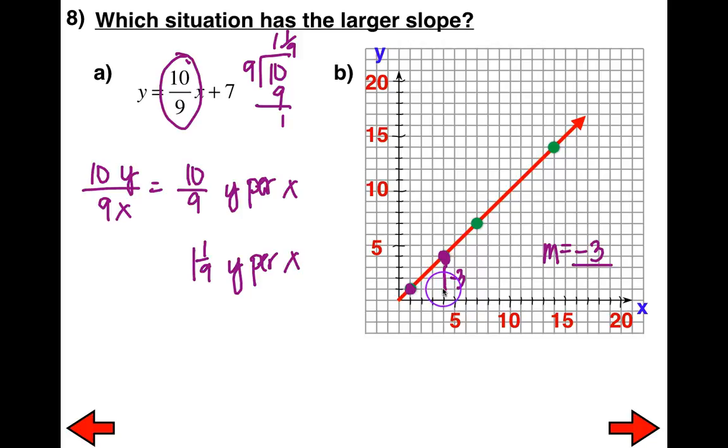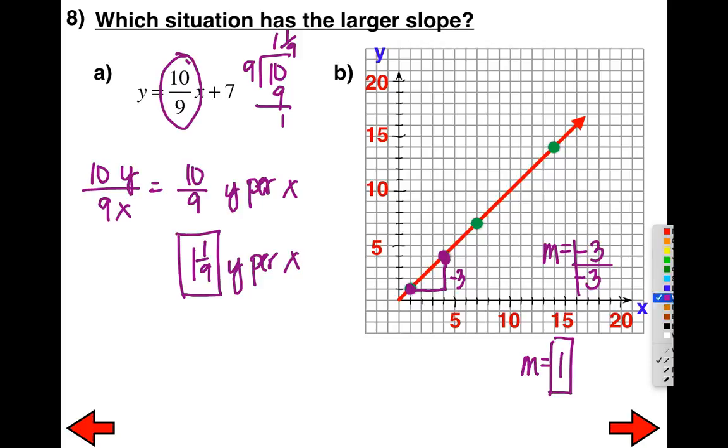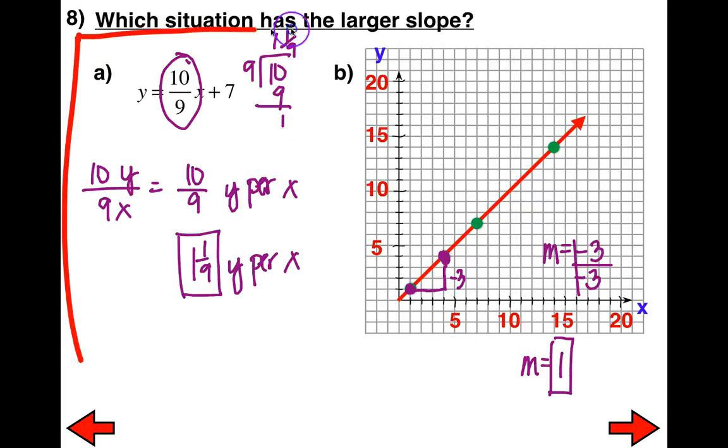What's my horizontal change? It's going over 1, 2, 3 to the left. So that's also -3. The negatives cancel each other out, but so do the 3s. So it's going to leave me with a slope of 1. So which one has a larger slope? Well, when I compare the 1 and 1/9 with the 1, I'm going to definitely say the one with the greater slope would have to be option A.